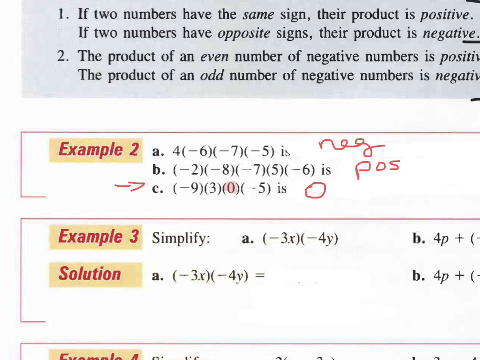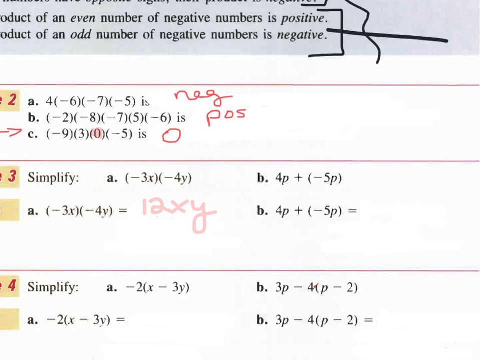All right, let's try example 3A. On that one, what's my sign going to be? Positive. And then what is going to be my product here? What do I get when I multiply negative 3x times negative 4y? Beautiful. So when you multiply numbers that have variables, you're just going to go ahead and put the variables right after the product of the numbers.